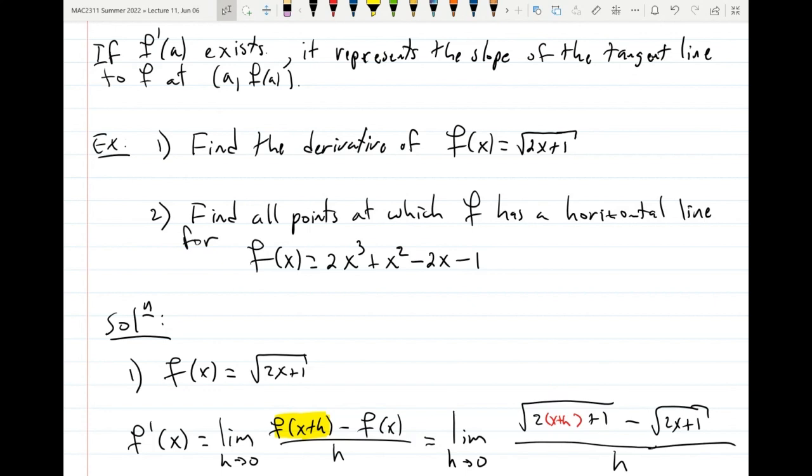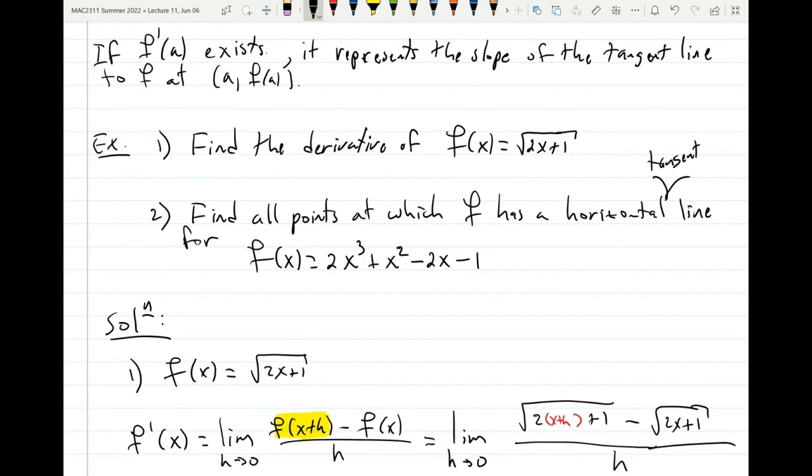So why am I talking about derivative? There's no word derivative. Do you see a word derivative in number 2? So when you read this, you need to understand that you need to compute the derivative. Let's read the problem to hopefully understand this. Find all points at which f has a horizontal line. Okay, I should say horizontal tangent line.